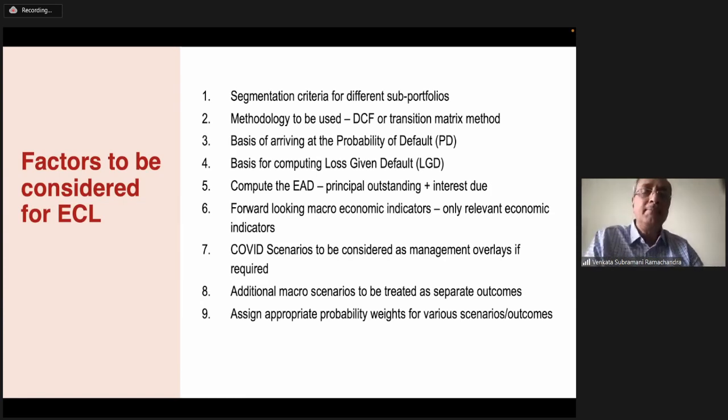In fact, I have examples to prove that if the segmentation is not correct, then for the same set of data, you will get different answers. For the same set of data, if you do not segment it properly, you will get different answers for different segmentation. So segmentation is extremely important. So the second one is the methodology. Okay, we will go through one by one.